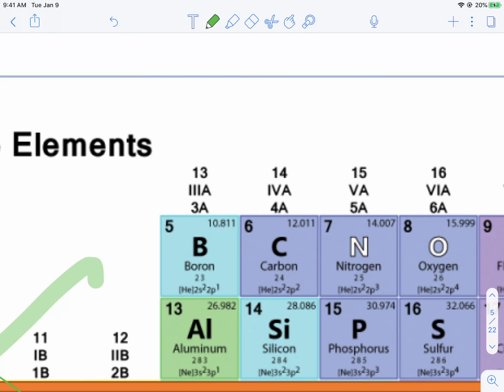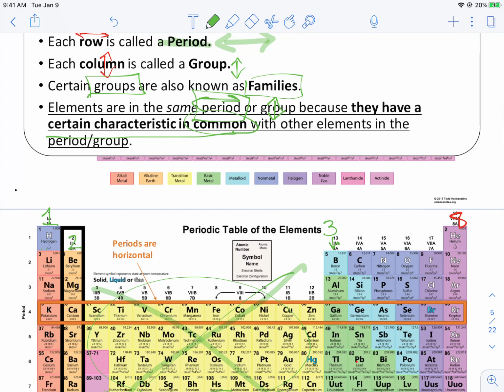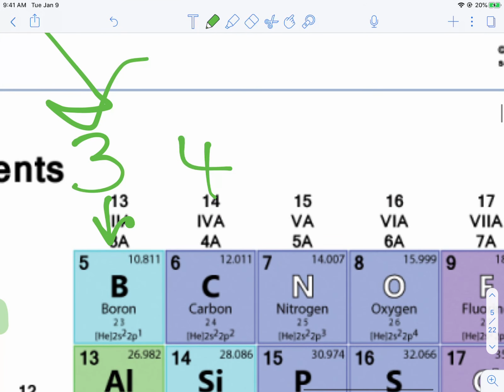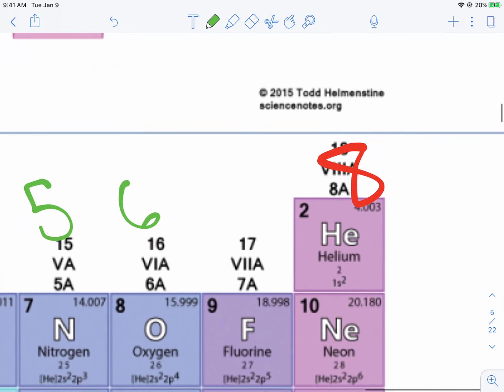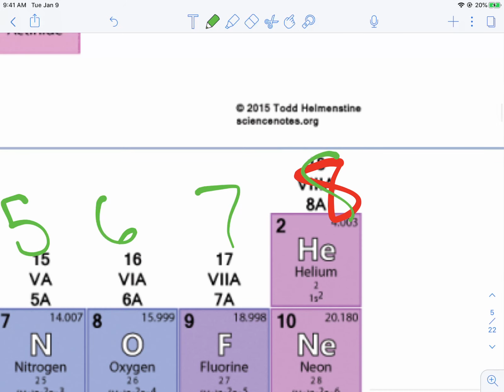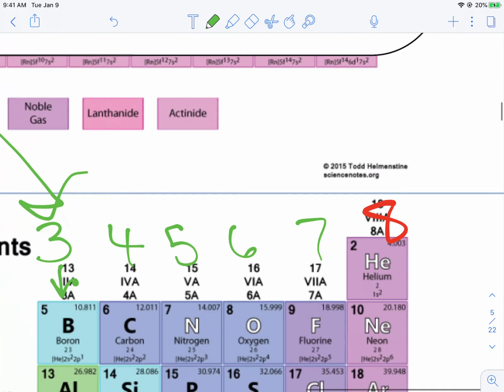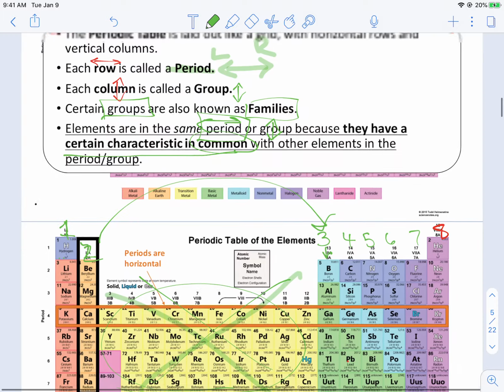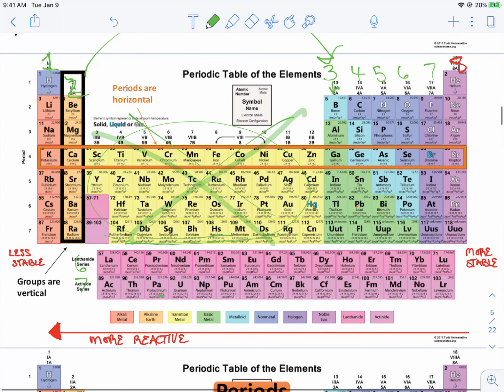I'll explain why in a bit. This is going to be our 3rd group. So this is group 3. So again, you skip these guys. You go 1, 2, and then skip over for 3, 4, 5, 6, 7, and 8. So you have 8 groups here, and you have 7 periods going down.